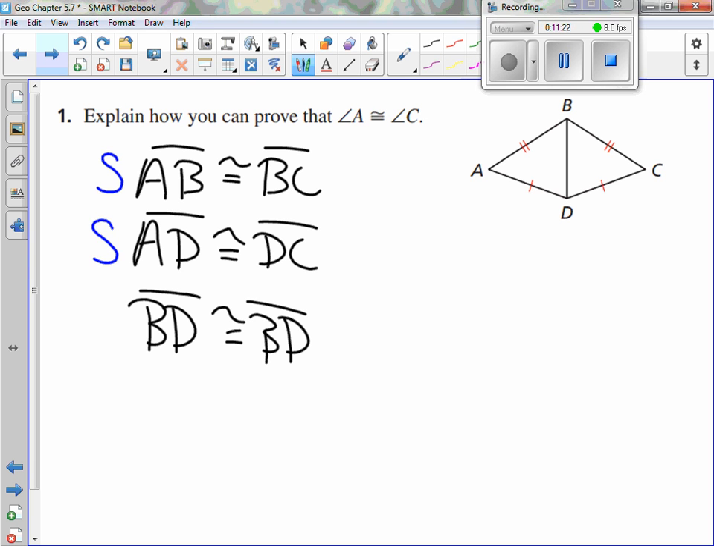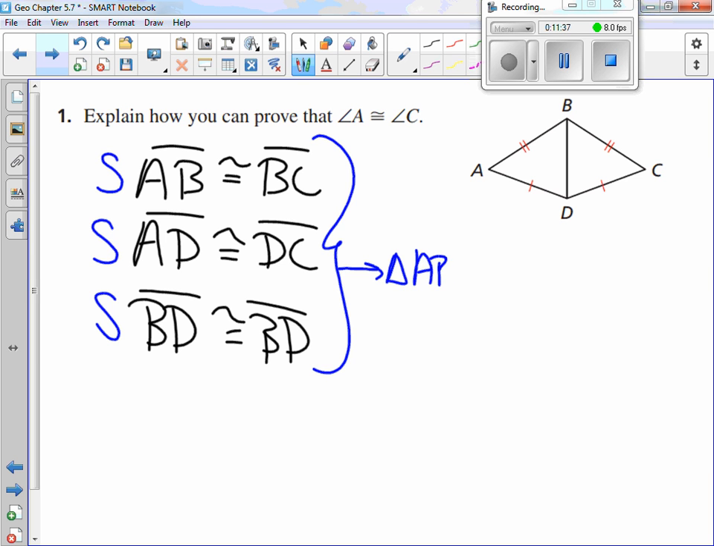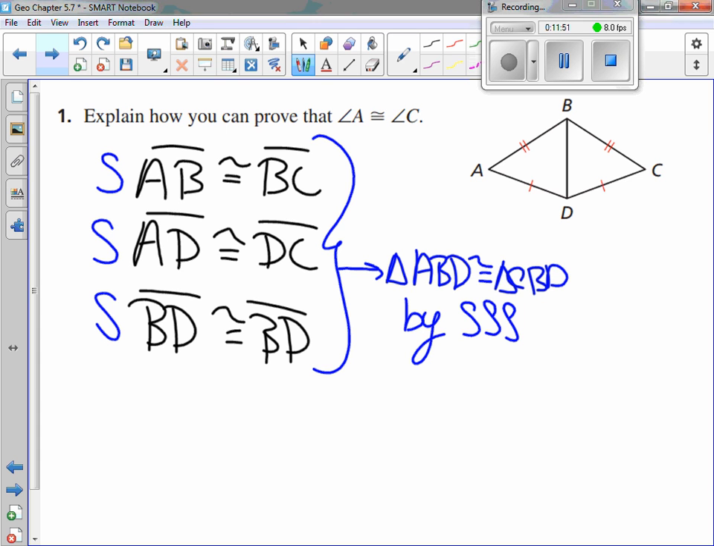So we have what? Side, side. We have three sets of sides that are congruent, yes? So since we have three sets of sides that are congruent, we're going to use all of this to say what? The triangle ABD is congruent to triangle what? CBD by side, side, side congruency theorem. Because we have three sets of congruent sides that match up in our two triangles. So by the side, side, side congruency theorem, we can say the two triangles are congruent, yes?